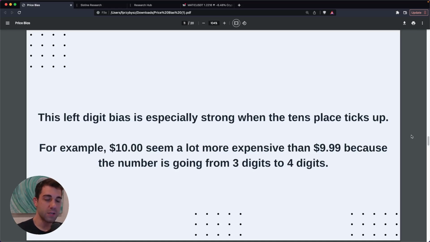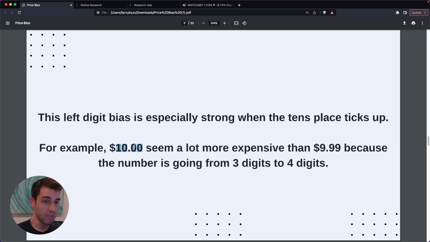So this left digit bias is especially strong when the tens place ticks up. For example, $10 seems a lot more expensive than $9.99 because the number is going from, that should say, 3 digits to 4. Oh, okay, yeah. This threw me off. Left digit bias got me. I was thinking this was only 2 digits and this was 1 digit. No, but we're actually looking at the entire number. See, I did it right here. I thought, oh, this is only 2 digits. I couldn't even help myself.